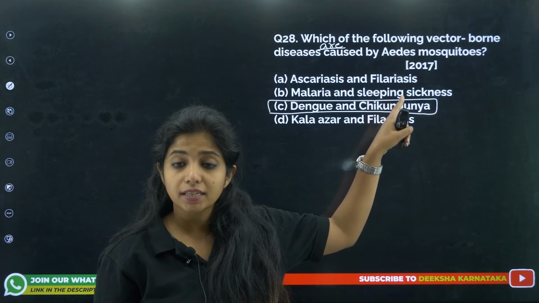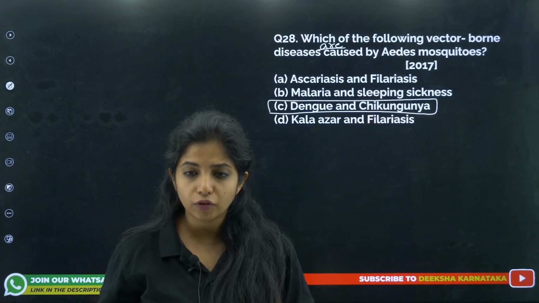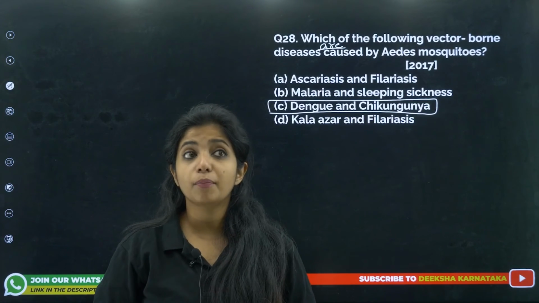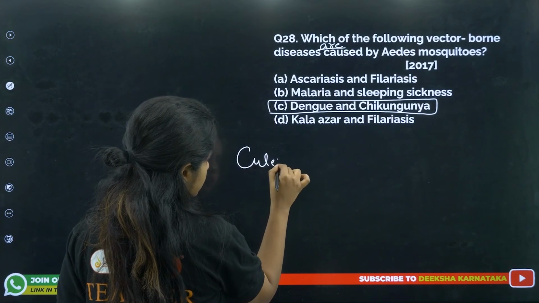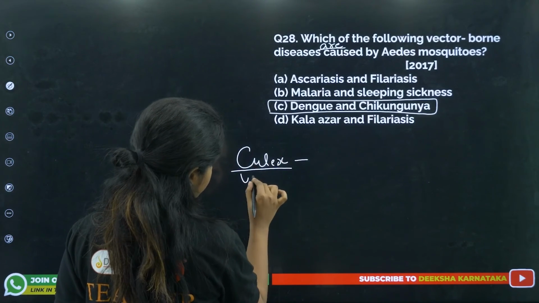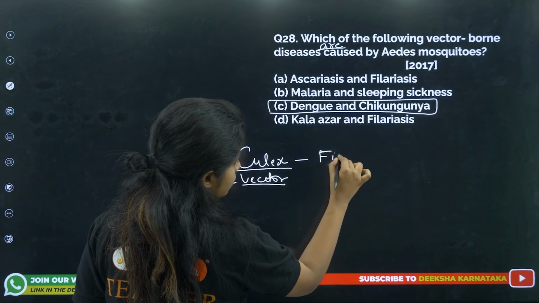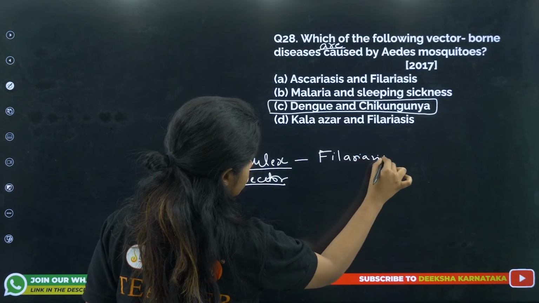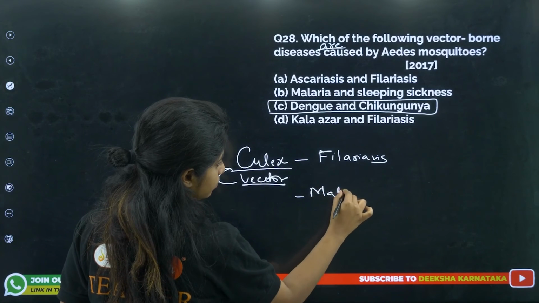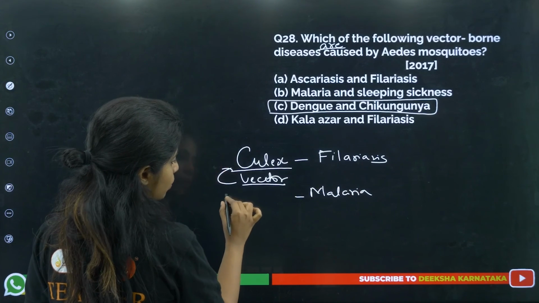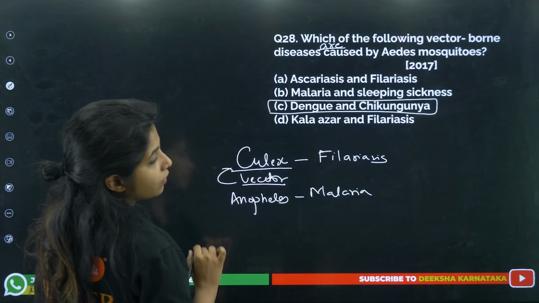Filariasis or elephantiasis, there is a vector. Even though it is caused by Wuchereria bancrofti, the filarial worm, the larvae of it is transferred with the help of Culex mosquito. Please remember, Culex is the vector for filariasis or elephantiasis. For malaria, the vector is Anopheles mosquito. And for dengue and chikungunya, you have Aedes mosquito.